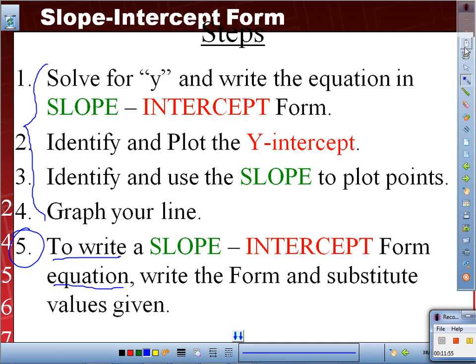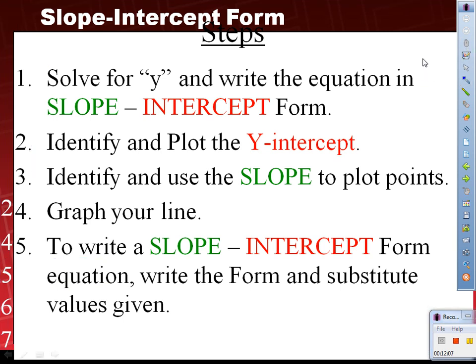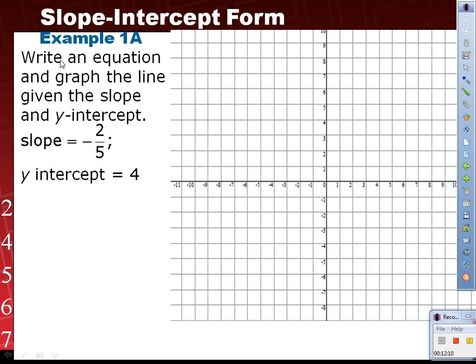Here we go. Turn your paper over. In the back of your Cornell notes, you should have 4 coordinate planes. You guys see those? On the top left, I want you to write example 1A. Example 1A on the top left of the coordinate plane. You're going to write: example 1A, write an equation and graph the line given the slope and y-intercept. Write those instructions, please, on the top left. You're only going to write these instructions this one time, so that we can just practice the rest of the way.